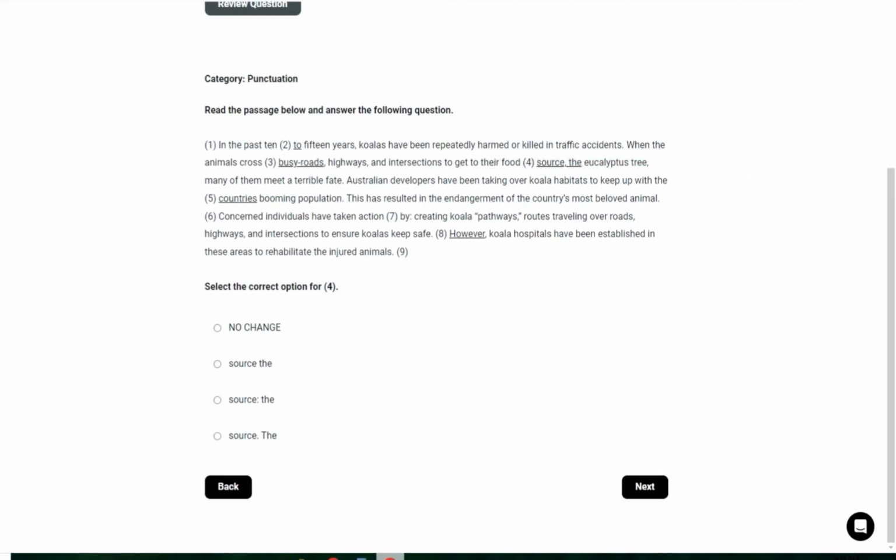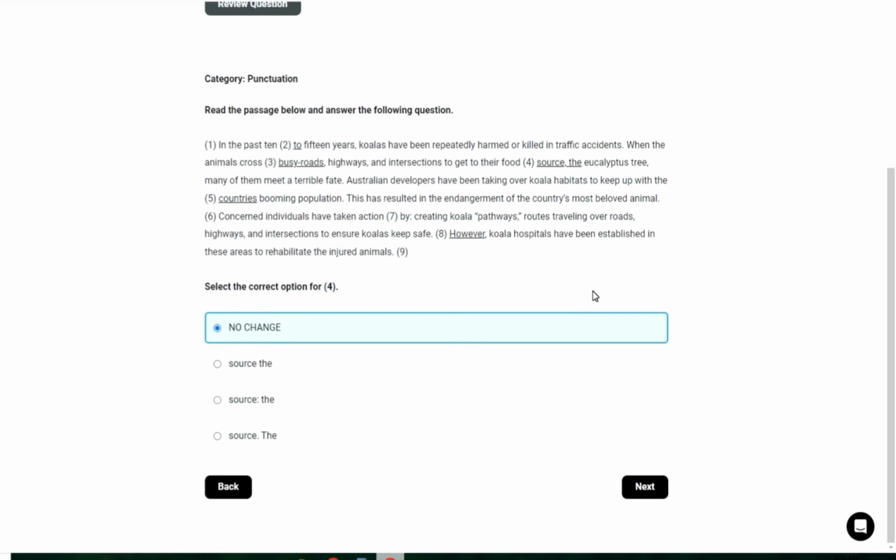And so this right away looked correct to me because we're going to put a comma, give the description, and end that thought. So I picked no change. But as always, we'll go through the answers. So B, source. Let's just read it and see if this makes sense. And intersections to get their food source, the eucalyptus tree. It doesn't make sense. There needs to be a pause where we're describing something.